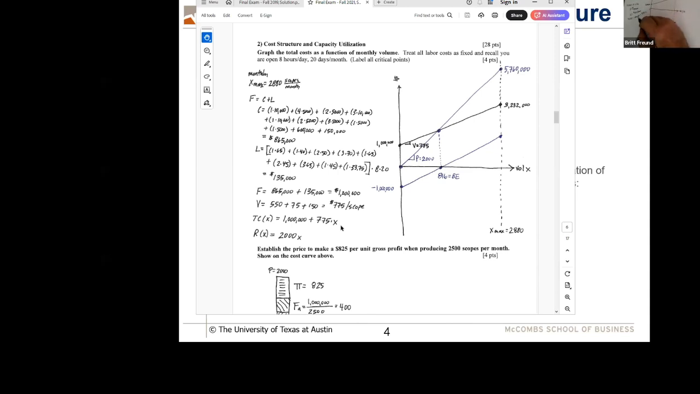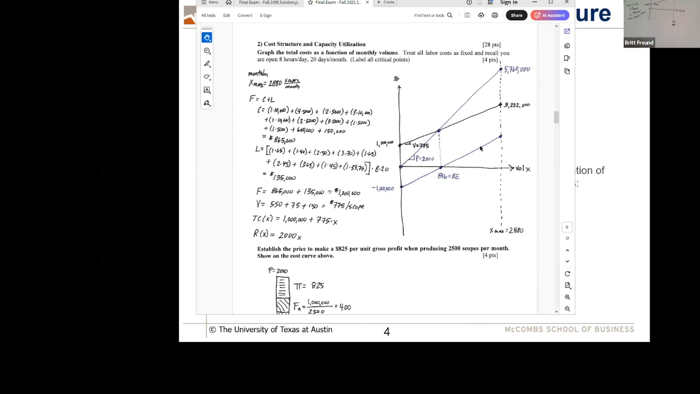And the slope of this line is the $775 of variable cost. And this point over here, if we ended up doing 2,880, that's a big if. But if we ended up doing 2,880, then during that month, our total cost would have been $3,232,000.